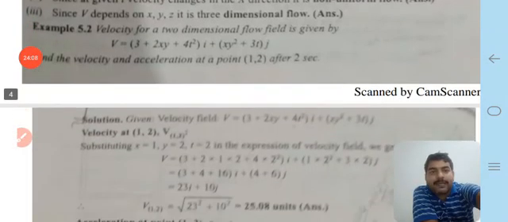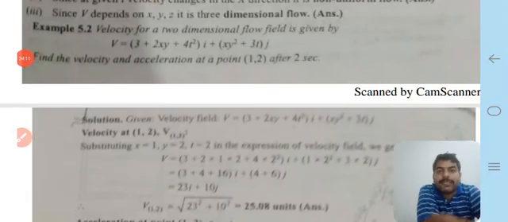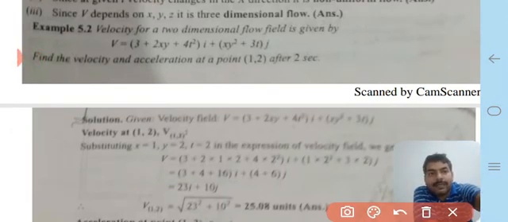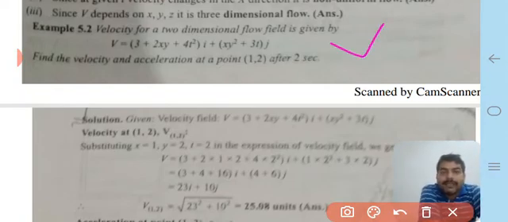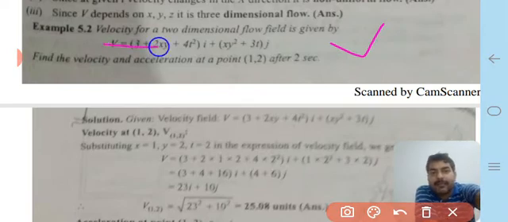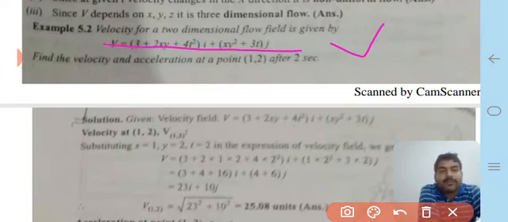Now the next example. The velocity for a two-dimensional flow field is given by V equal to (3 plus 2xy plus 4t²) i plus (xy² plus 3t) j, and the k component is given as 0. Therefore, the flow is two-dimensional, as the question states. Now we come to the solution.